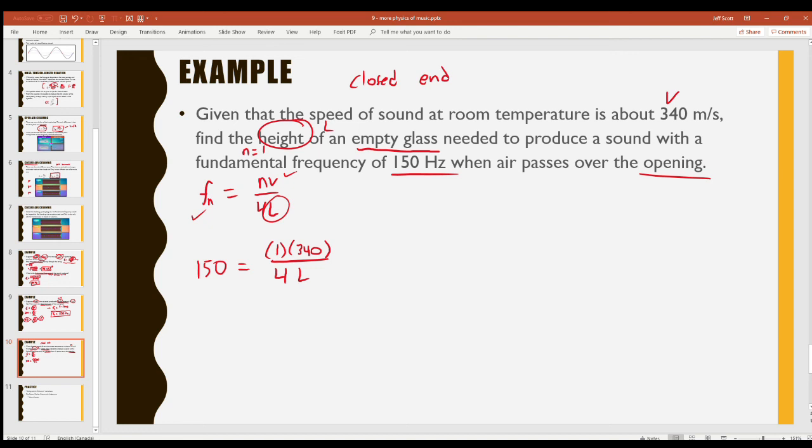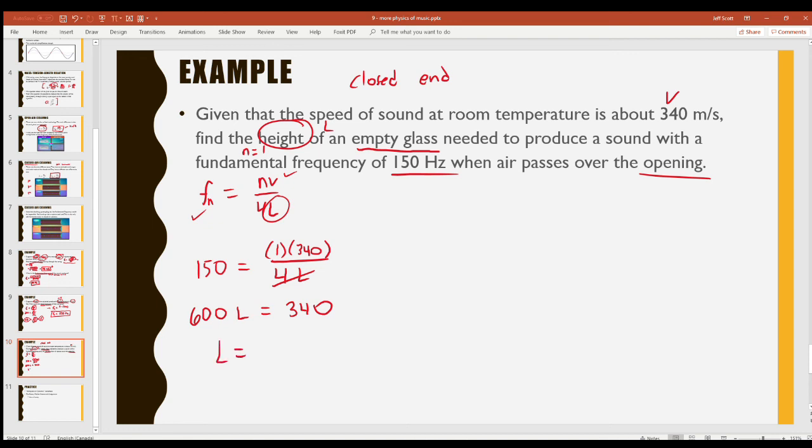Personally, I think the best way of going about this would be to multiply by 4L on both sides. If you multiply by 4L on both sides, 150 times 4L is 600L, and that's going to equal 1 times 340, which is, of course, just 340. And we want to get L all by itself, so let's divide by 600 on both sides. So 340 divided by 600 is going to give us L.